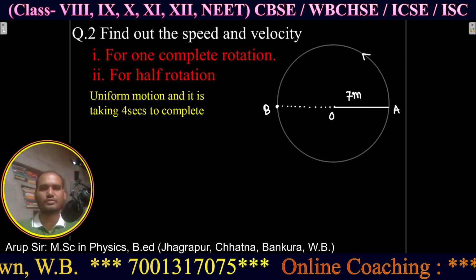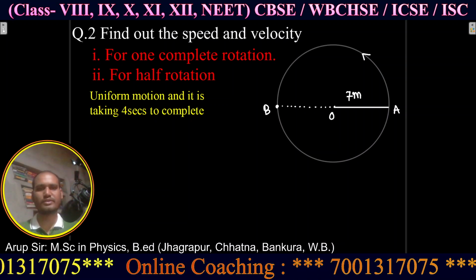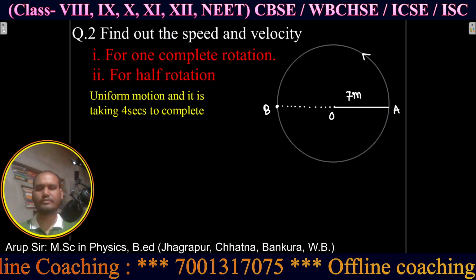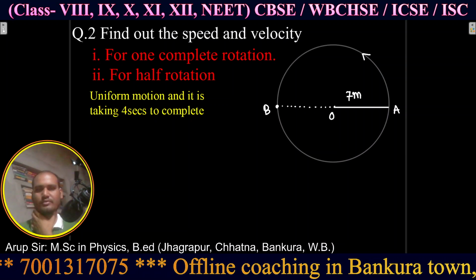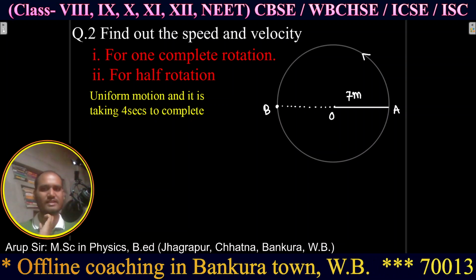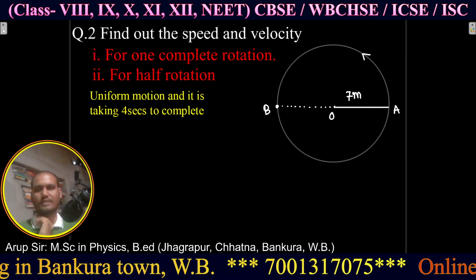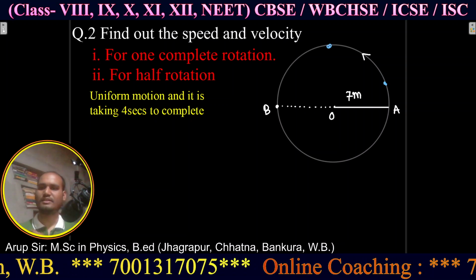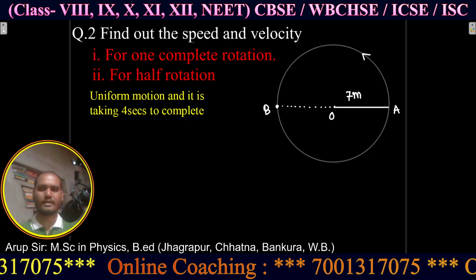Okay. So now the next fact is to find out the speed and velocity for one complete rotation and for half rotation, and a condition is given which is uniform motion. What is uniform motion? If you don't know about uniform motion, I will discuss it later, but for now I am saying uniform means velocity or speed is not changing. Speed at each and every point is fixed. This is known as uniform motion. It means if at this point its speed is 5 meter per second, then at this point also its speed is 5 meter per second. Okay, this is the basic fact.